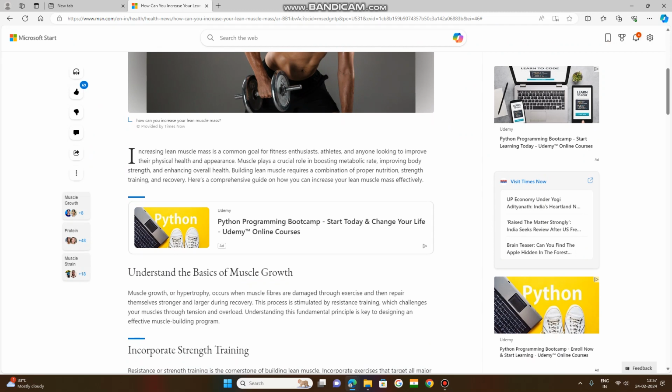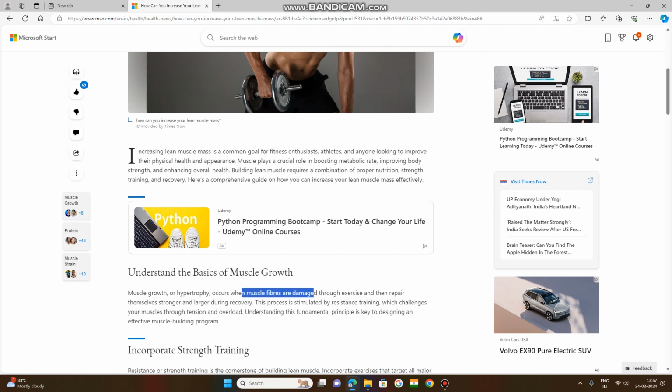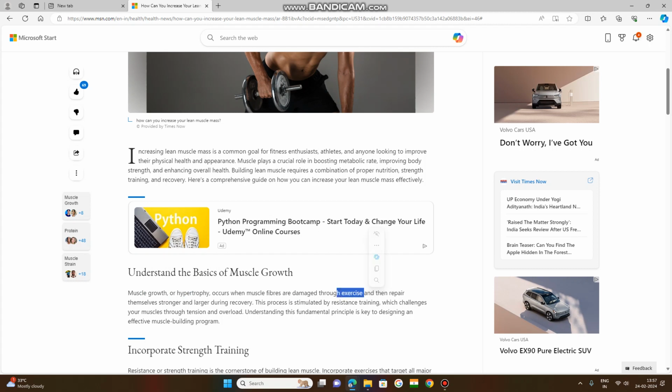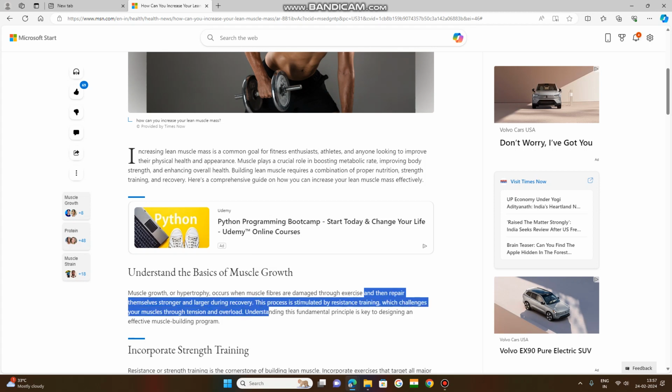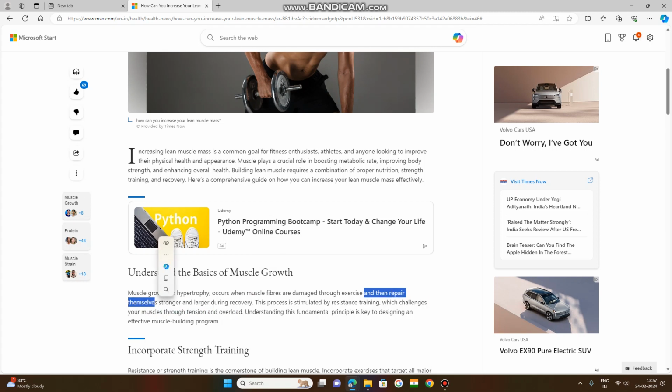First, this muscle growth is called hypertrophy. This muscle growth occurs when muscle fibers are damaged. The muscle tissues, the cells, are damaged through exercise. Whenever we do exercise, these muscle fibers will be damaged, and after that they will be repaired again. Whenever they are repaired, they will be repaired stronger.